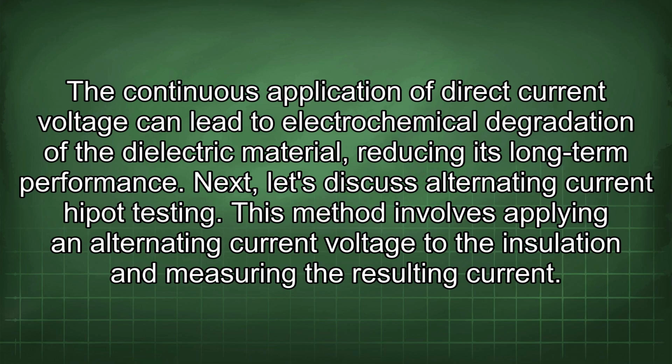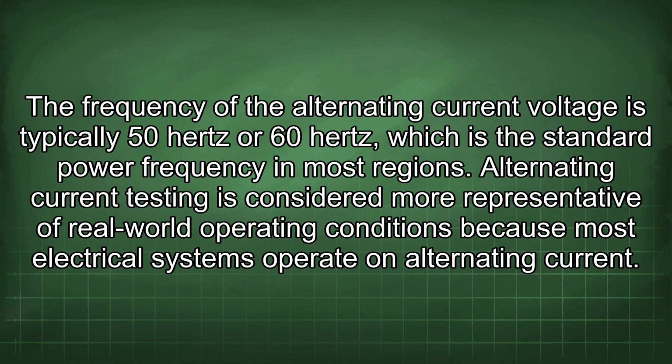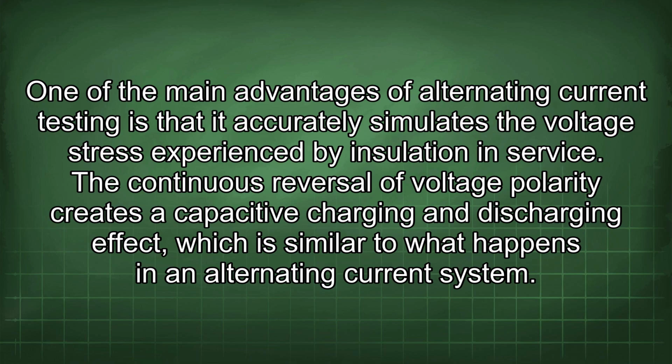Next, let's discuss alternating current Hipot testing. This method involves applying an alternating current voltage to the insulation and measuring the resulting current. The frequency of the alternating current voltage is typically 50 Hz or 60 Hz, which is the standard power frequency in most regions. Alternating current testing is considered more representative of real-world operating conditions because most electrical systems operate on alternating current. One of the main advantages of alternating current testing is that it accurately simulates the voltage stress experienced by insulation in service.